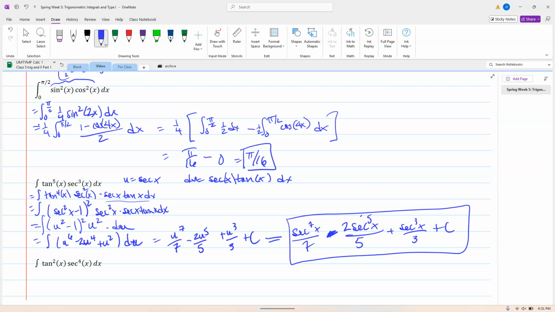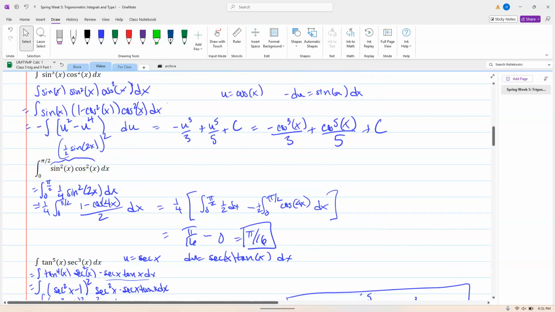For the last one, this is the one that I'm not going to do with you, I'm going to point you in the right direction. Both tangent and secant have even exponents, so this is where you would start with u equal to tangent of x, and remember that du would be equal to secant squared of x dx. So you'd have to pull the secant to the 4th apart and go from there. And that is on you to do.